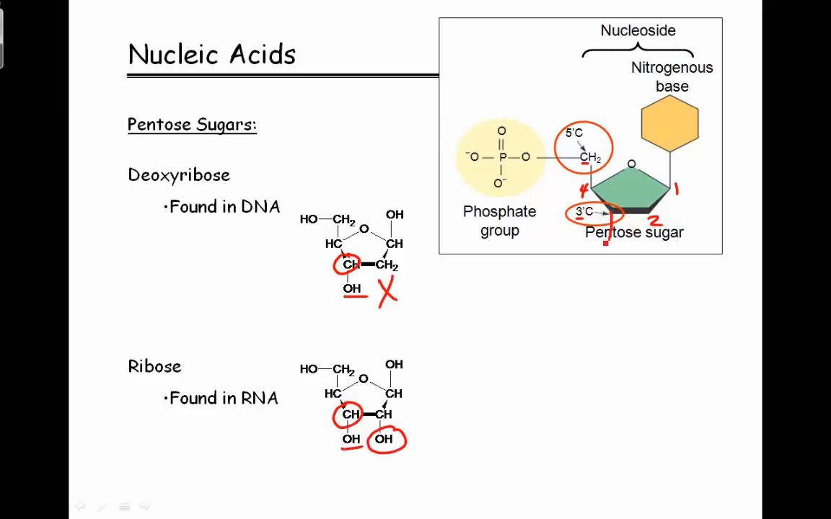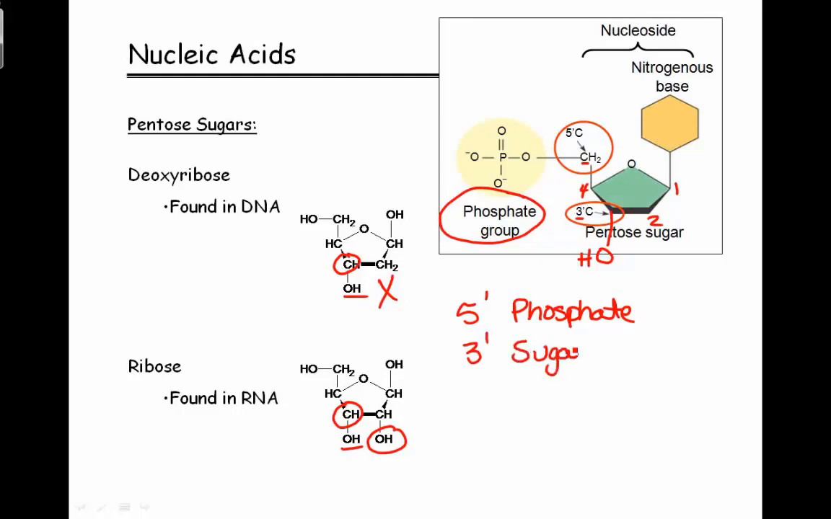So we always have a hydroxyl group coming off of the 3' carbon. And the 5' carbon, no matter what, is going to be attached to this phosphate group right here. So we want to keep in mind, anytime we hear the 5' end, we should be thinking phosphate, because that is what's attached to that 5' carbon. And anytime we hear 3', we should be thinking sugar end, or you could be thinking hydroxyl group.